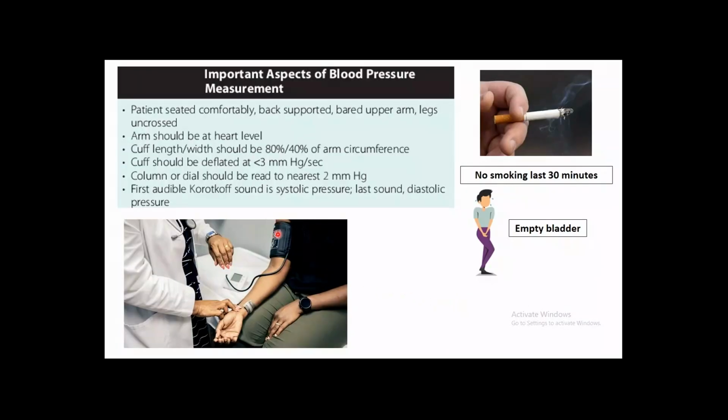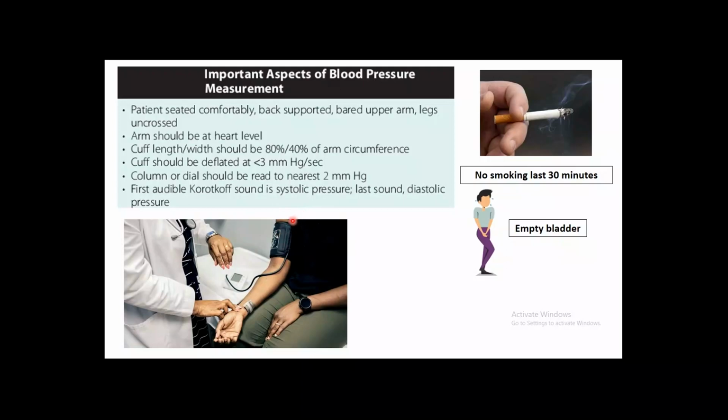Moving upward to the arm, where we measure blood pressure. The important aspects of blood pressure measurement are to avoid conditions that could elevate blood pressure or activate the sympathetic nervous system and give a false reading. So the patient should be seated comfortably with back supported, arm supported at the level of the heart, not measuring over clothes, and legs uncrossed to avoid increase in the afterload of the heart.